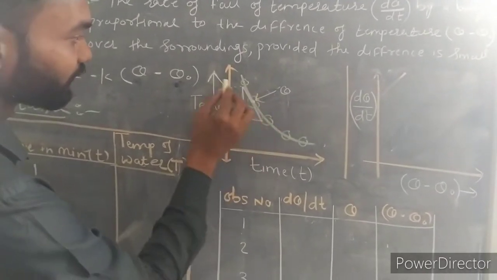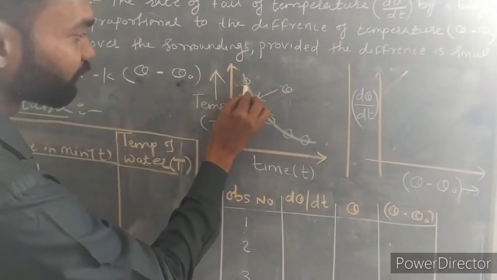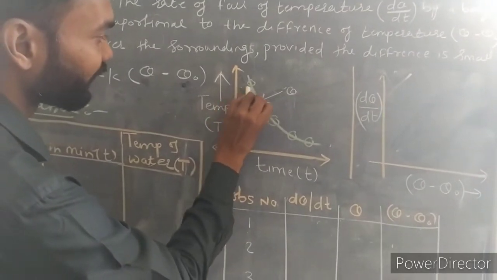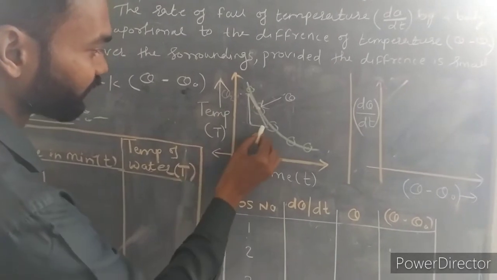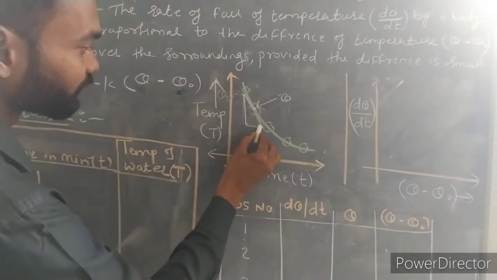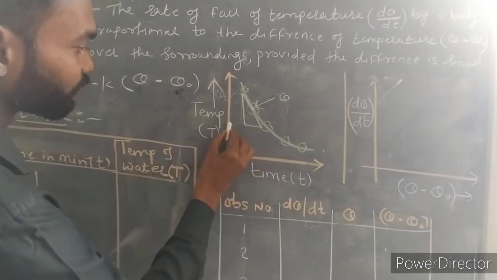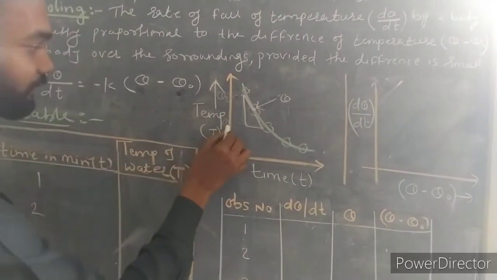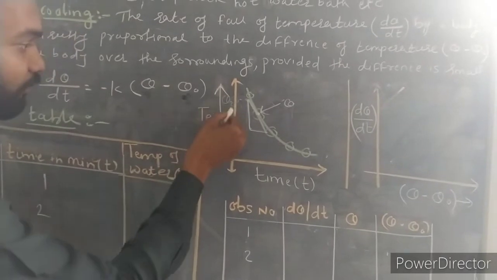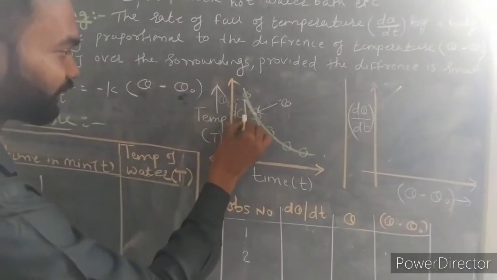Now from this point, draw a perpendicular to the y-axis. So this reading is, suppose, theta 2. Draw a perpendicular from the other point to the y-axis. Suppose this reading is shown here as theta 1. Theta 2 minus theta 1 is nothing but d theta.